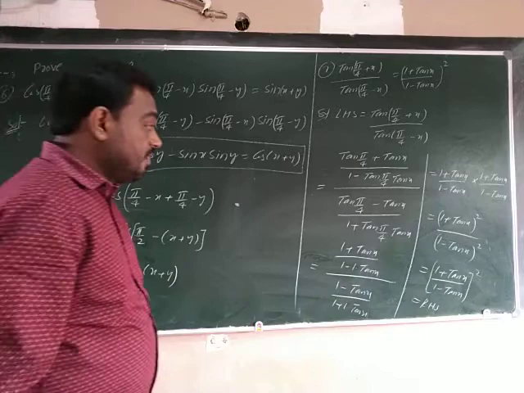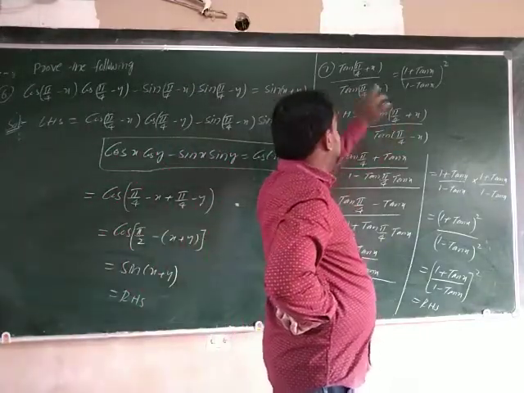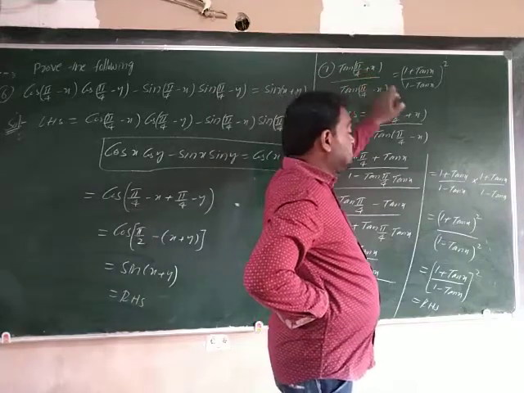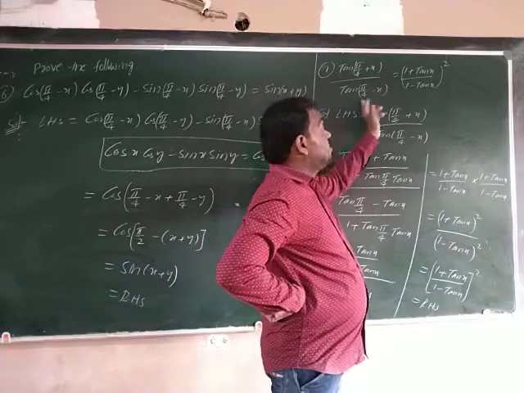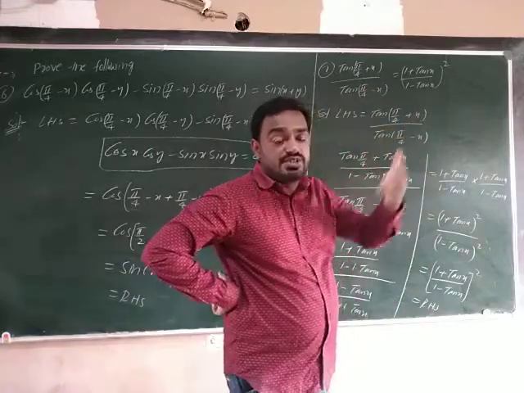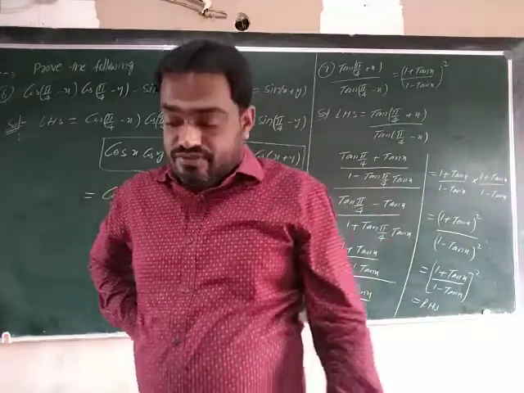In examinations, especially competitive exams, you have to remember that tan pi by 4 plus x is equal to 1 plus tan x by 1 minus tan x, and tan pi by 4 minus x is equal to 1 minus tan x by 1 plus tan x. You have to remember those formulas directly.